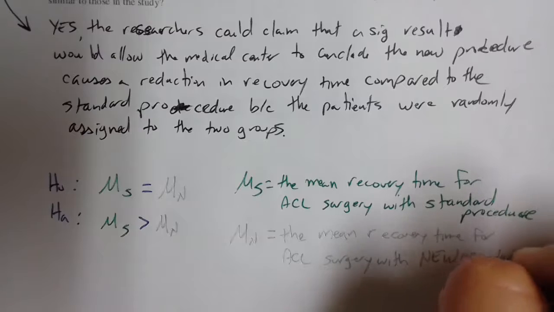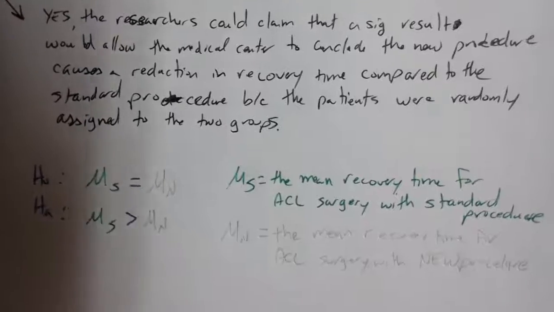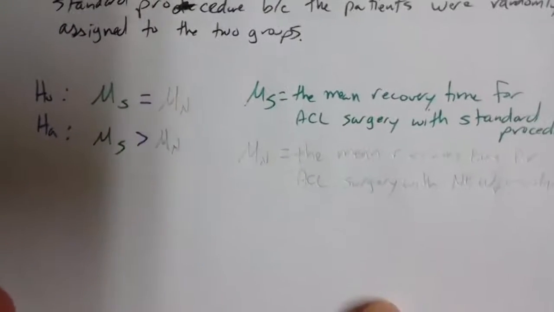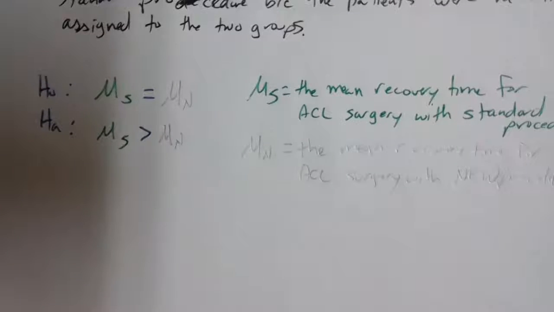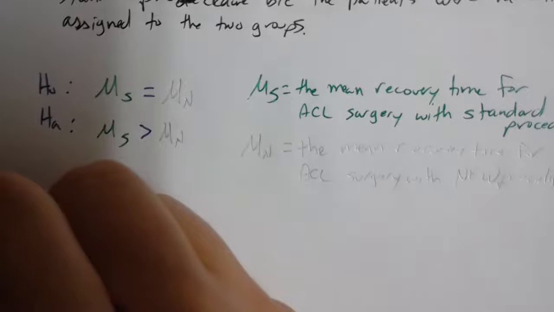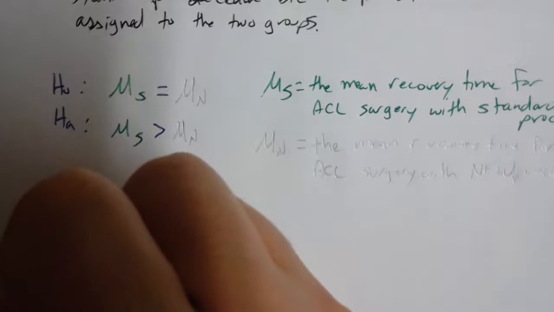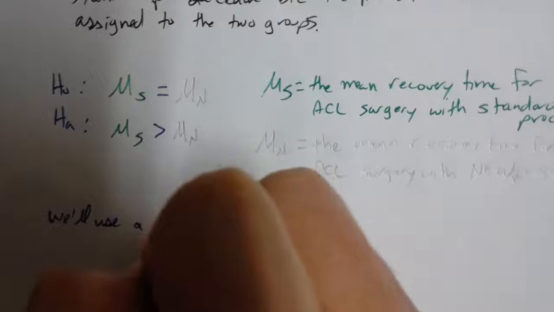Once we've got our hypotheses named and labeled, we next need to actually name the test that we're going to perform to test these two hypotheses. And that's going to be a two-sample t-test for a difference of means.